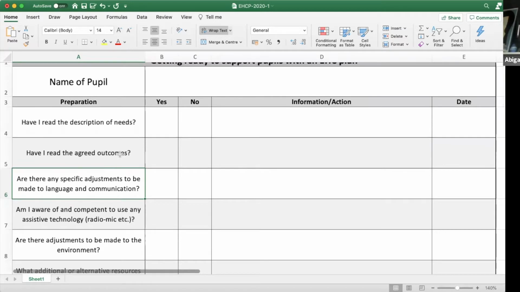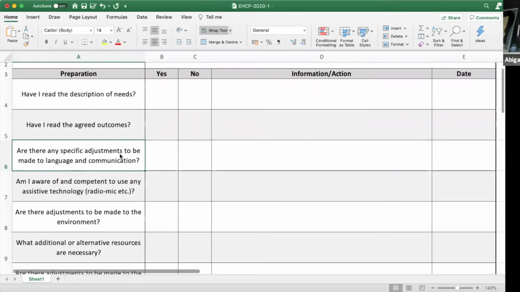So first of all, and most importantly, have you read the description of that child's needs and the agreed outcomes? What is that child working towards in terms of their speech, language and communication, or social, emotional and mental health needs, or physical and sensory needs, or indeed their cognitive needs? So, what are the outcomes? What are they working towards?